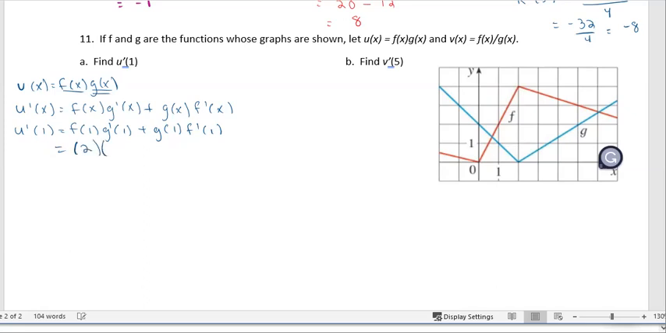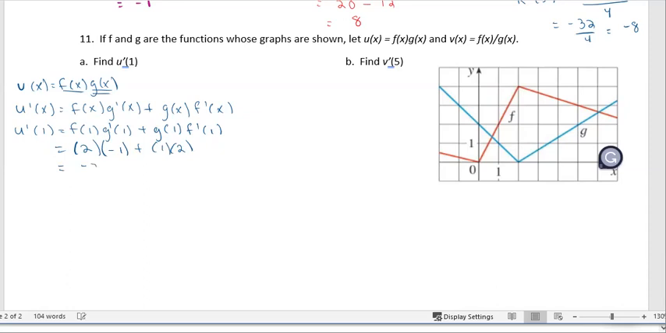Now we're looking for g prime of 1. So that means we're looking for the slope of g right here. It looks like it's down 1 over 1, down 1 over 1. So that slope looks like -1. G of 1 looks like 1. And f prime of 1, so we need our slope right here. It looks like we have a rise of 2 and a run of 1. So a rise of 2 and a run of 1 is a slope of 2.